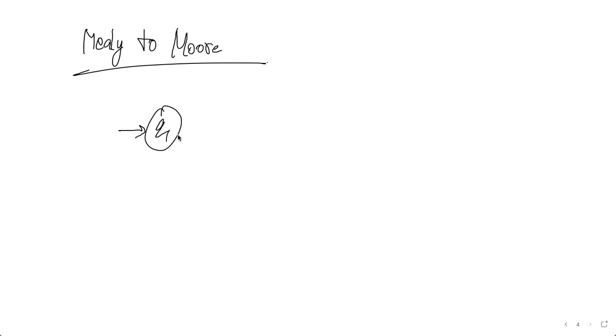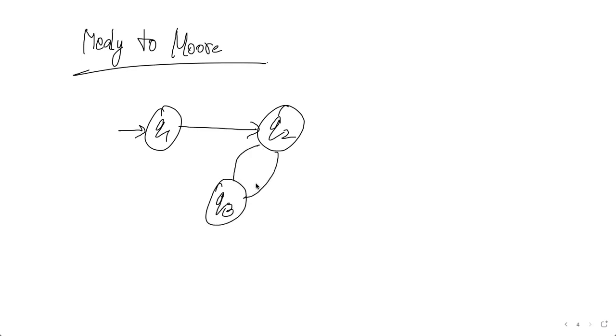Q1, Q2, Q3. 0/0, 1/0, 1/1 and 0/1. Next is 1/0 and 0/0. So this is an example of a Mealy machine. Now the most important aspect is to first create the table.